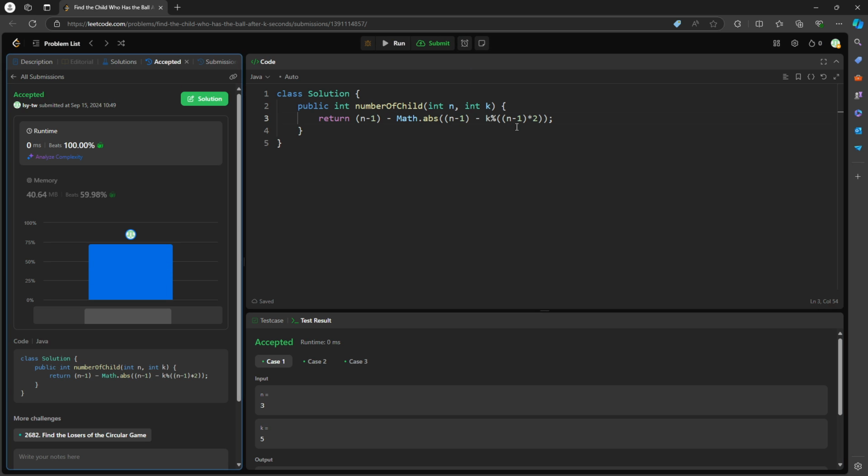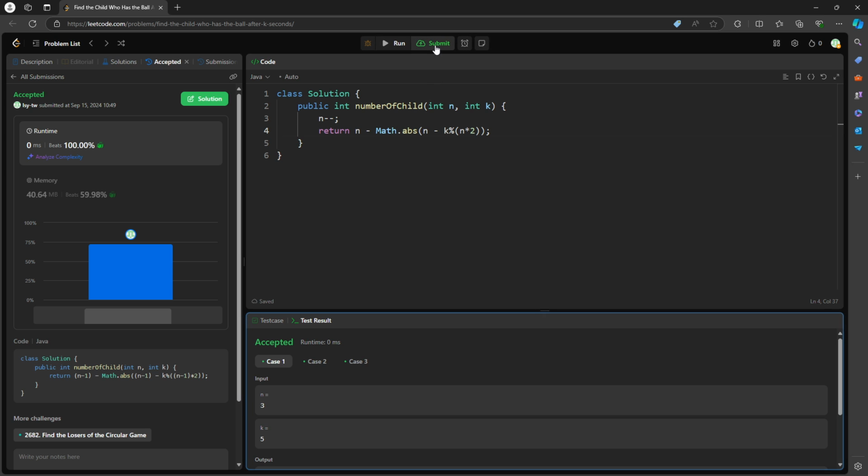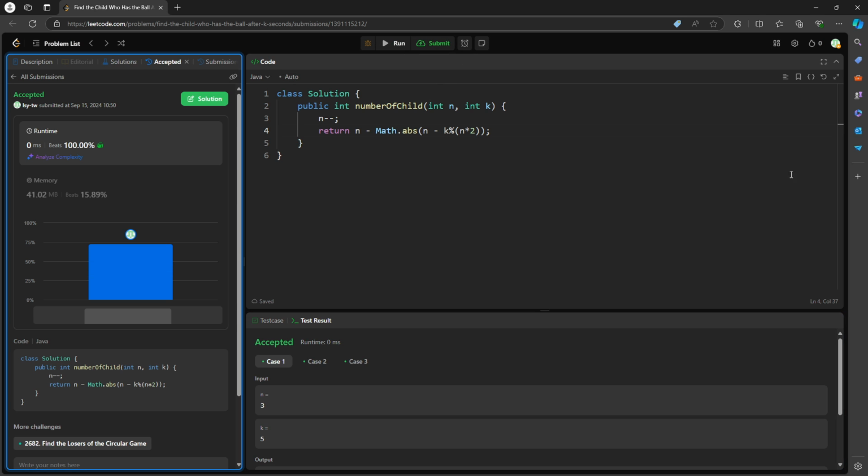All right, so if this confuses you, go back to the Pass the Pillow video, and then you should be able to understand what's going on. If you don't want to keep saying n minus 1, you can just say n minus minus right here, and then keep the formula the same. So this will be the formula, right? And submit. Cool, so that's it.